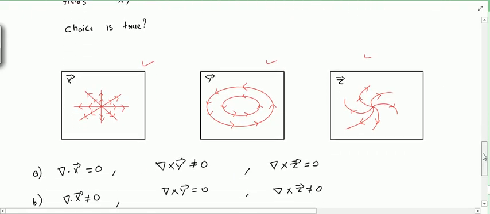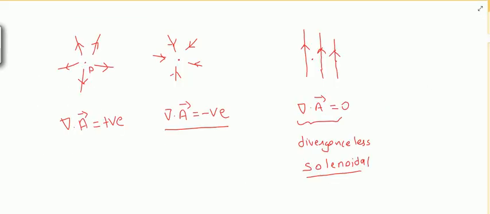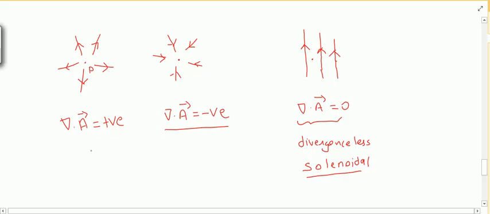Here there are options like this. So you have to check whether they have divergence or curl. If you remember, I have said that if the field is like this around a point, then its divergence is positive, and if it is incoming, its divergence is negative, and if it is like this, it will have zero divergence.